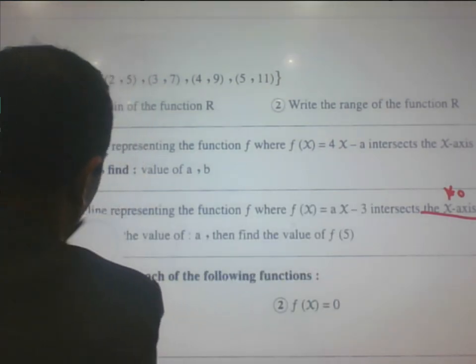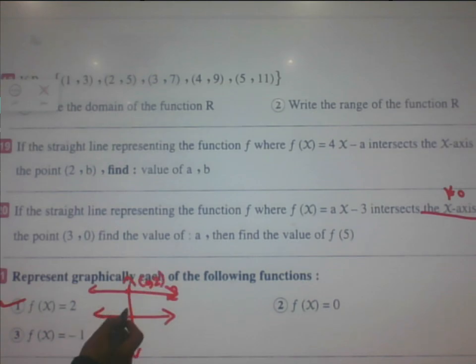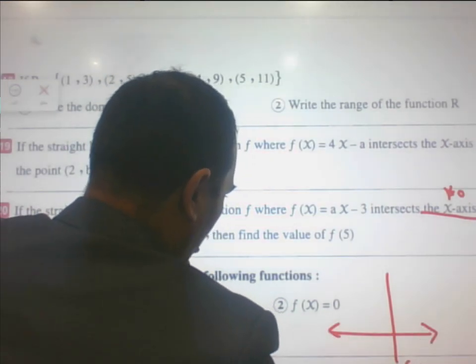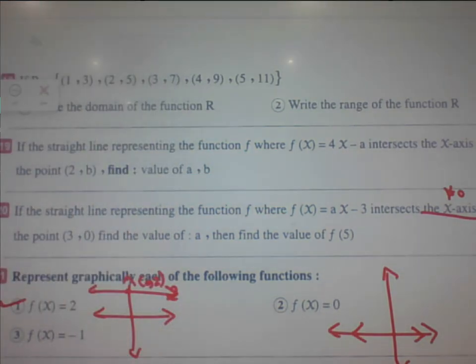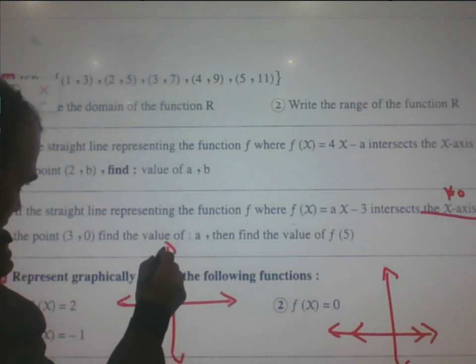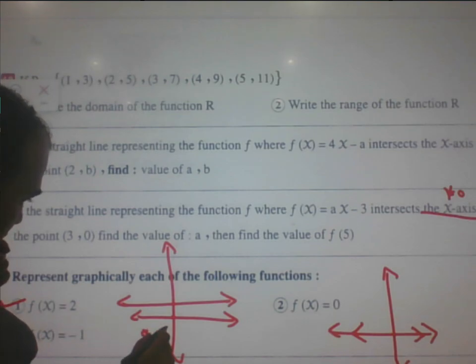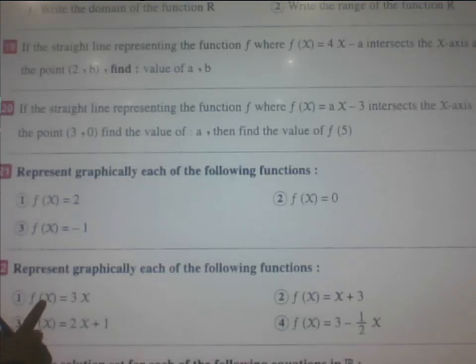You want to represent graphically the function number 1. We have f of x equals, draw a straight line here, and put the point 0 and 2. Number 2, f of x equals 0, that means a straight line parallel to the x-axis. And the third, f of x equals -1, you can draw a vertical line here, going down to -1, and draw a straight line cutting the y-axis at the point 0 and -1. This is question number 3.